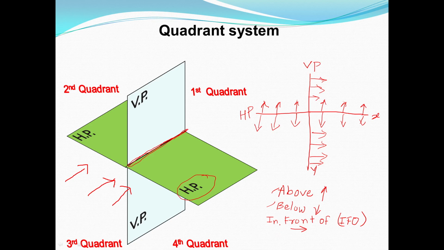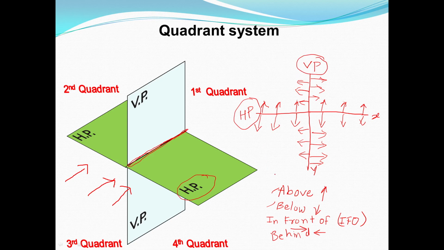And the last word is behind. Behind. Backside of this vertical plane. Behind the vertical plane. So we get four words, and those words show the location of a particular object with reference to these reference planes, the horizontal plane and the vertical plane.